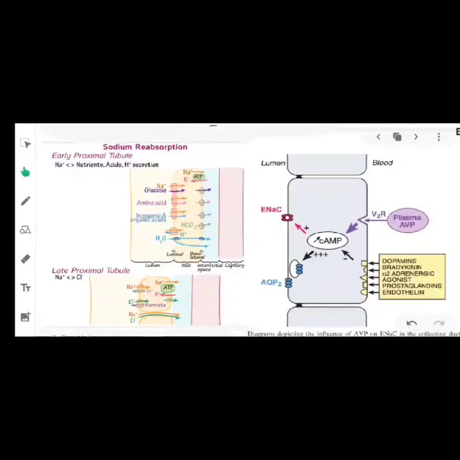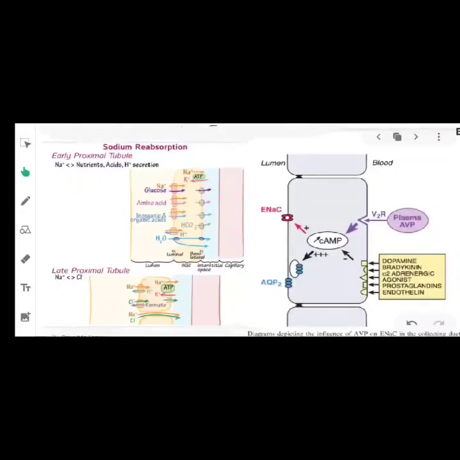Now, reabsorption of glucose. How does glucose get reabsorbed? Glucose is completely reabsorbed in the proximal convoluted tubule. It is transported by secondary active transport, that is the sodium co-transport mechanism, which we studied with sodium. It is transported through the sodium glucose symport.